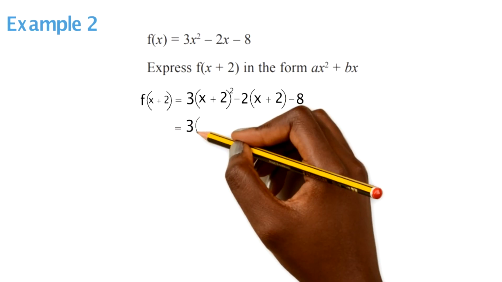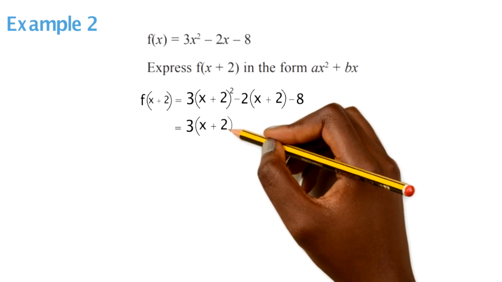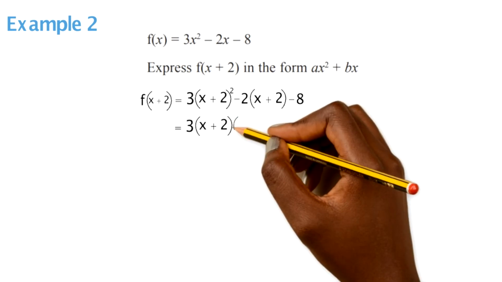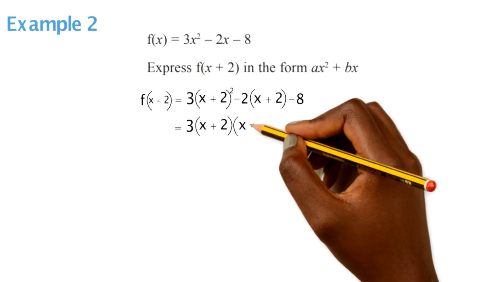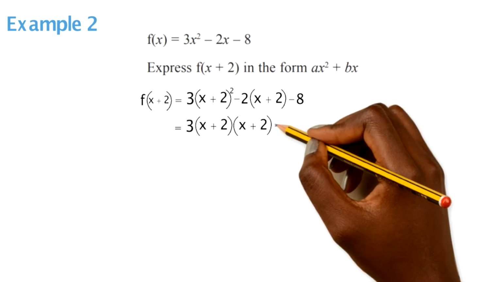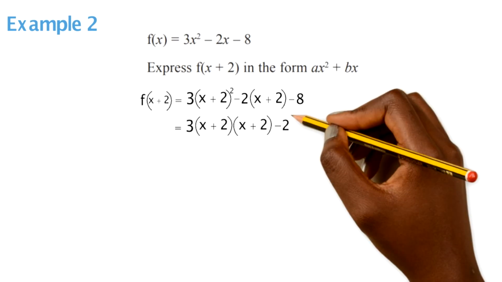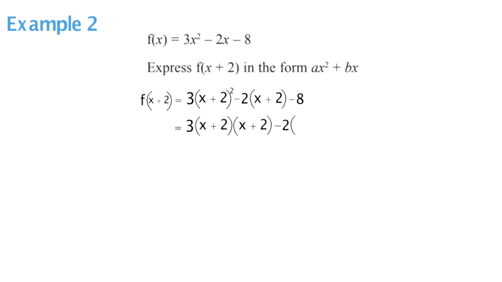So the 3 multiplied by x plus 2 squared is essentially going to be kind of like your factorizing quadratics. So it's the same as writing it as x plus 2 multiplied by x plus 2 times the 3. Your 2 multiplied by x plus 2, we're just going to keep the same for now, and your minus 8 still is going to remain unchanged. So now that we have these brackets, we now need to expand.